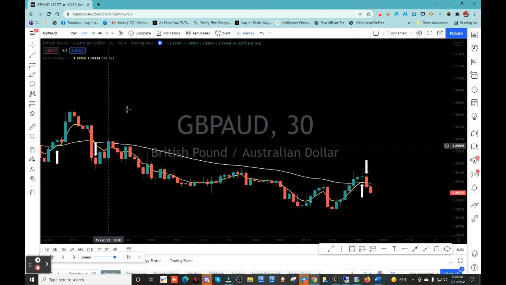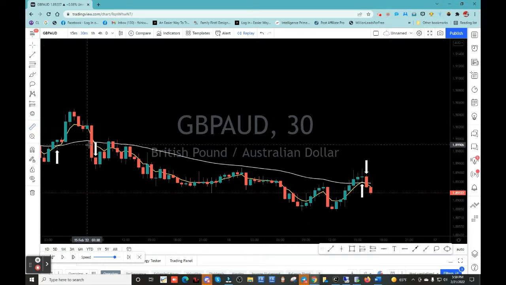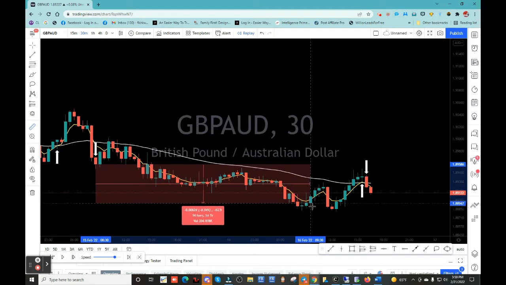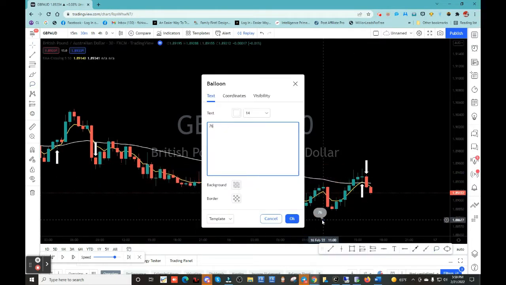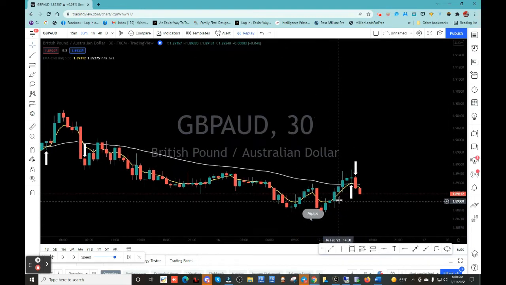So when we got our first down cross here, it put us in, and let's see, from here down, that's 76 pips. The EA just came down 76 pips. So let's mark that one. All right, 76 pips. Then it put us in another trade.